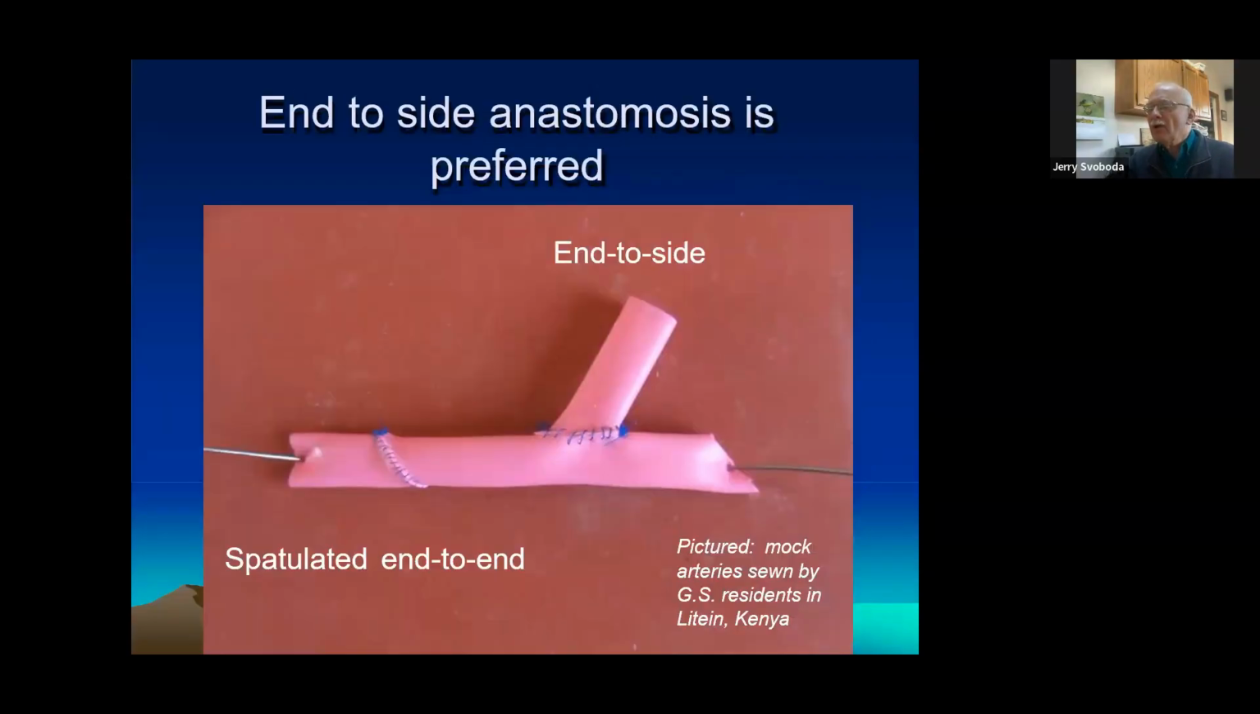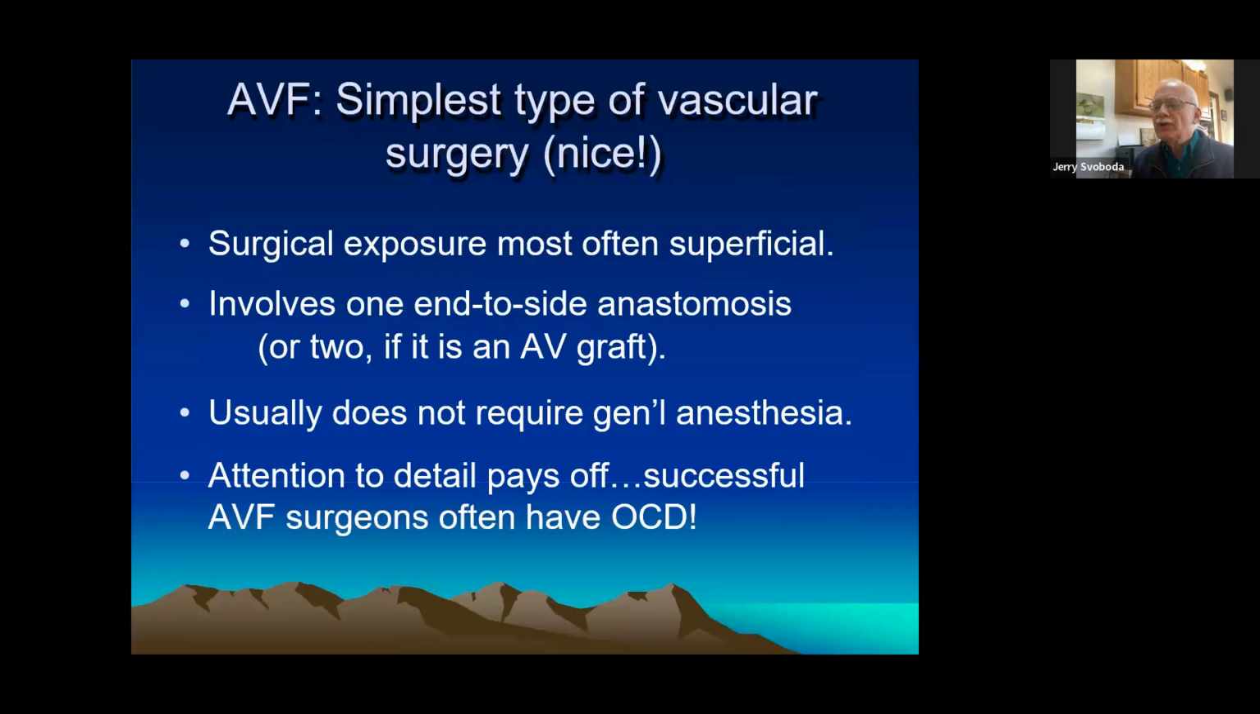This is an example of the difference between an end-to-end vascular anastomosis and an end-to-side vascular anastomosis, as pictured on mock arteries sewn by the general surgery residents in Eldoret, Kenya. The nice thing about AV fistulas is that any surgeon can be taught how to do it. A nephrologist can be taught how to do it. Anybody with reasonable intelligence and a reasonable set of hands can do it.